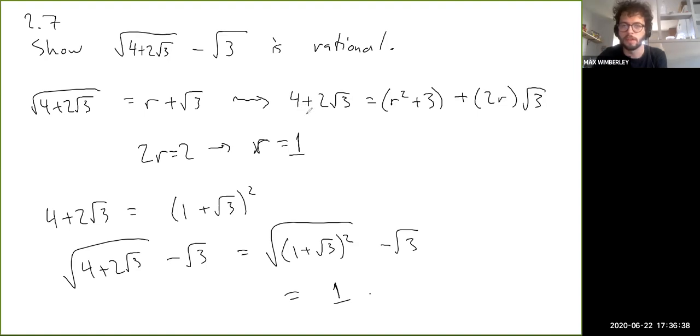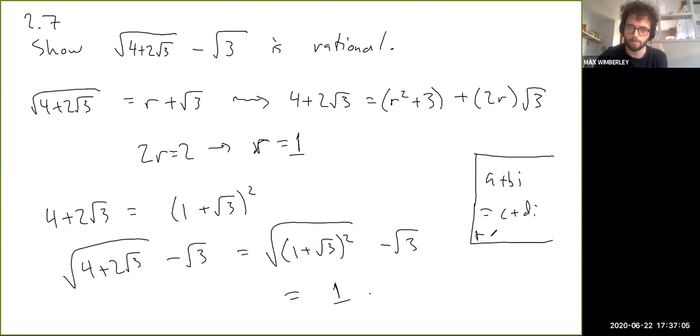One interesting bit of trivia: what I was talking about up here, how there's a rational part and then a rational multiple of square root of 3. The reason these two parts have to be separately equal is basically the same fundamental reason that with complex numbers, if you say a plus bi equals c plus di, then a equals c and b equals d. They have to separately be equal, like the real and imaginary parts. From an algebraic perspective, this is the exact same principle up here.